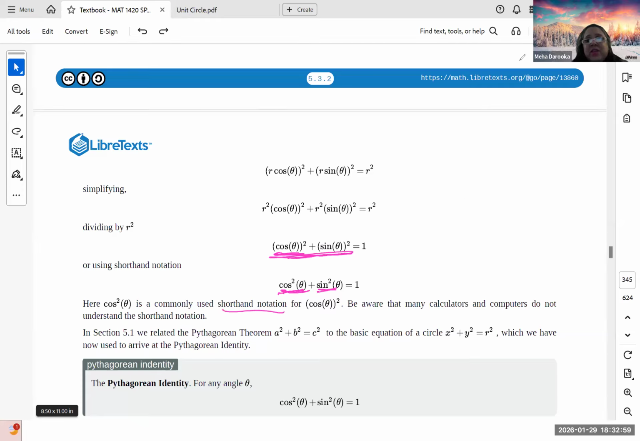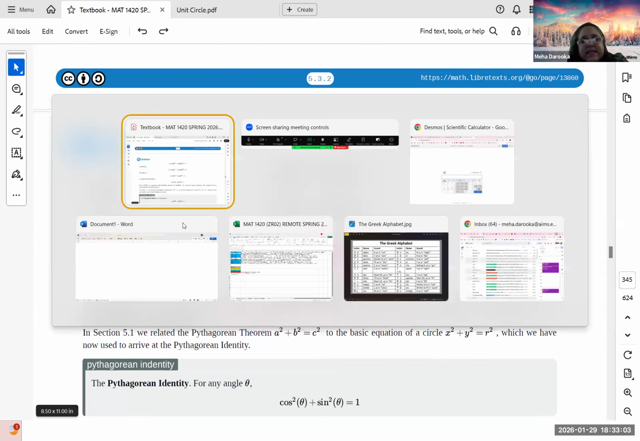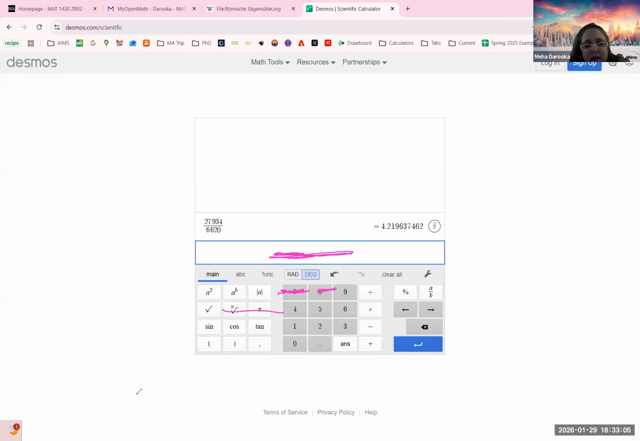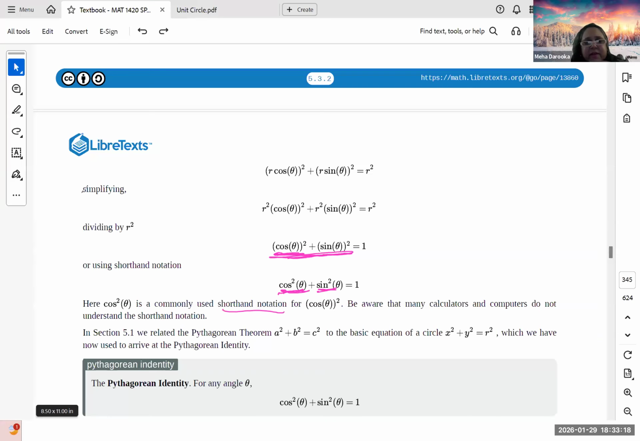And like they mentioned here, if you look at your calculator, you should actually see the same. I guess Desmos wouldn't show you, but if you had a handheld calculator near you, you should be able to see that on your calculator. But you are squaring the whole thing, so just kind of keep that in mind.